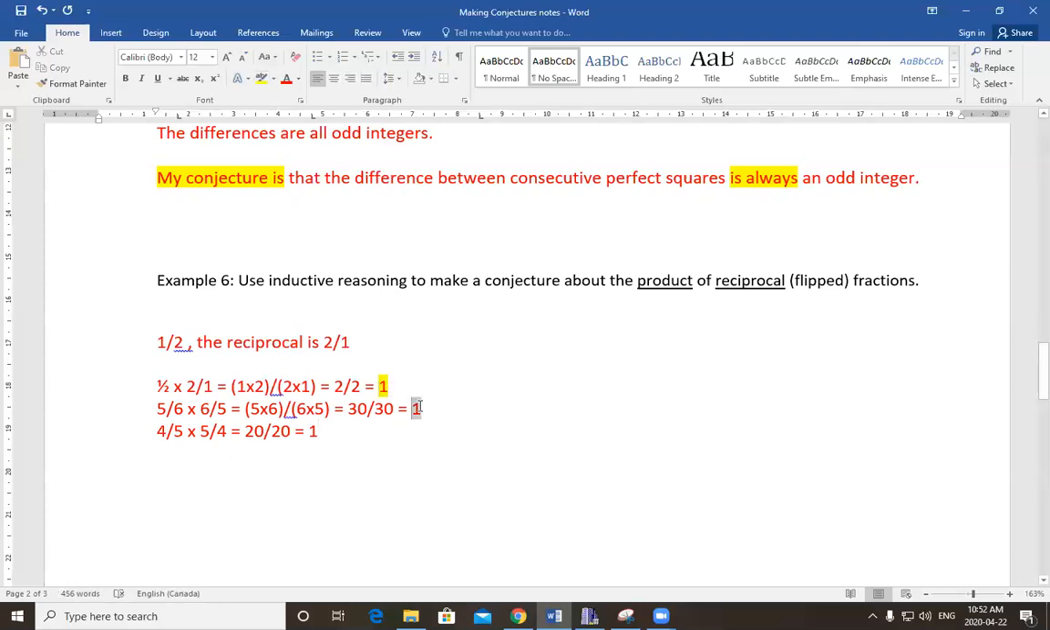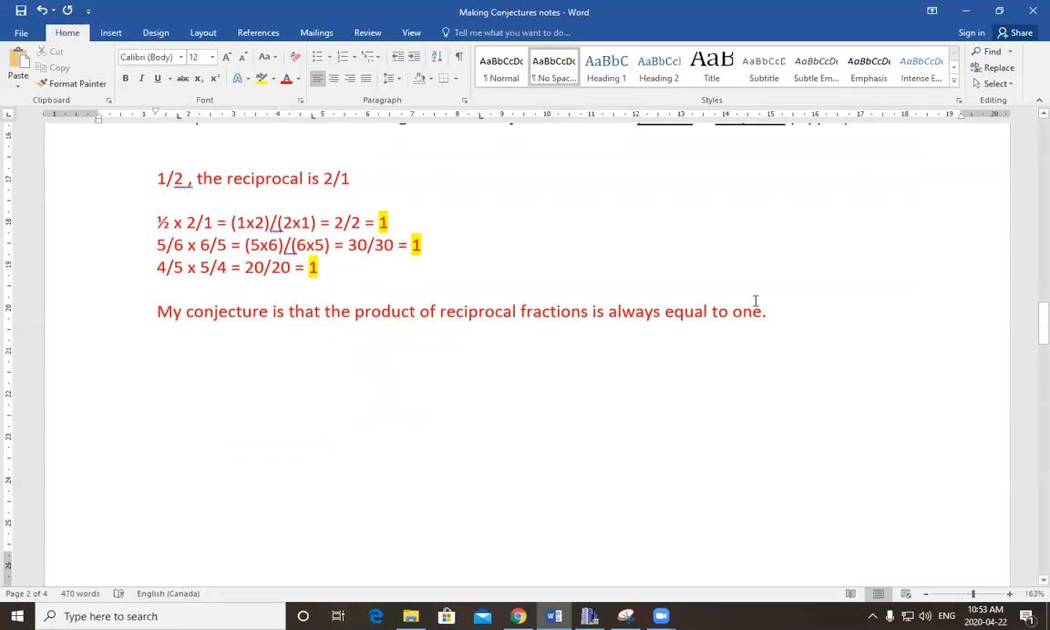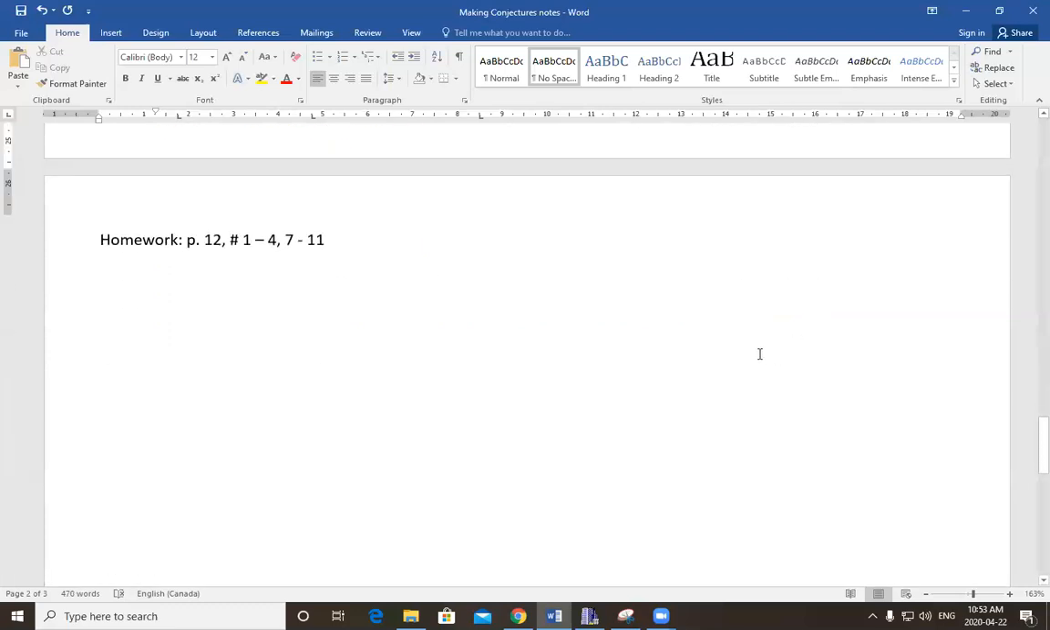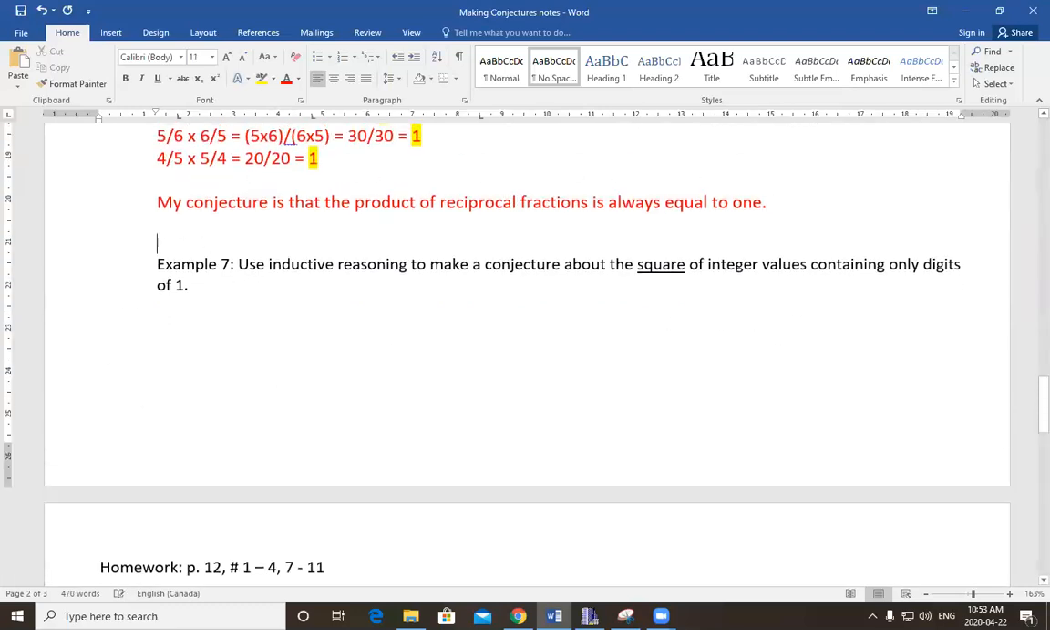So we have the product is always 1. That's the pattern. So my conjecture is that the product of reciprocal fractions is always equal to 1. Okay, so that is another example. And I think we'll look at our last example here. I'll just move this down.